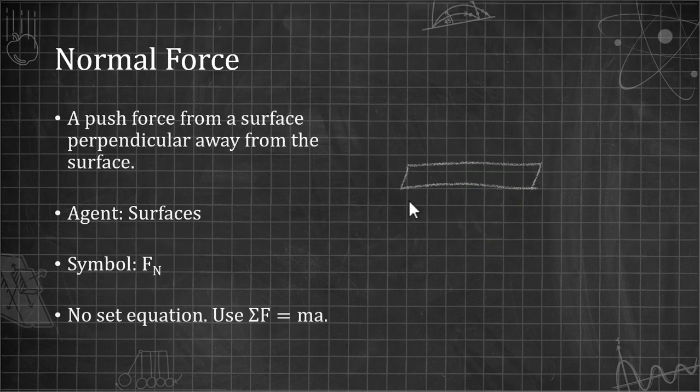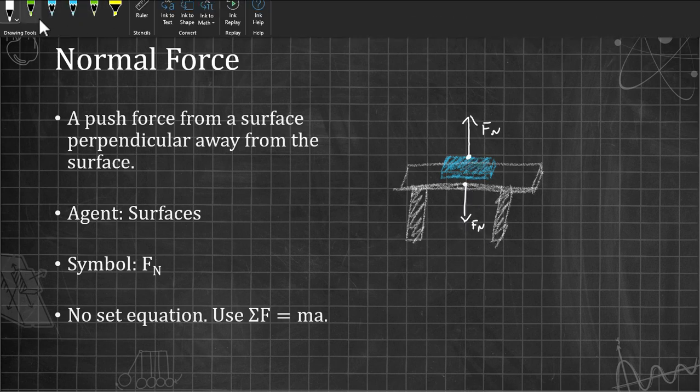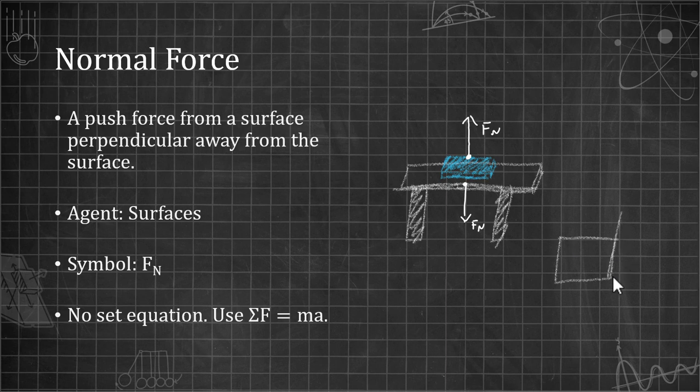The normal force is a force that arises when two surfaces interact. So it's a push force from a surface that is perpendicular away from the surface. The agent is a surface. The symbol is F subscript n. And there is no set equation, so if we wanted to calculate the normal force, we would have to use Newton's second law, which we'll get some practice with later on in this course.